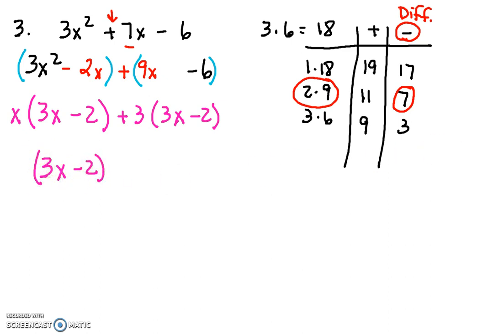And then the monomials that are left right here, I can put together and I will have x plus 3. Okay, let's try another one of those. So number 4, we have 6x squared plus x minus 2. Again, trinomial with a lead.